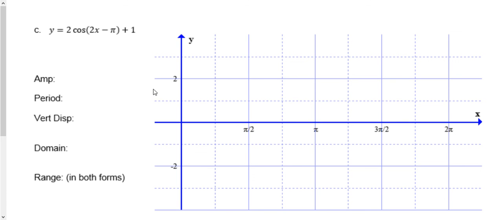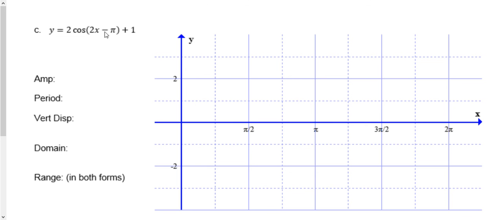There we go. So first things first, I take a look at this equation. I notice a few different things. I notice that I have an A value, a B value this time, a C and a D value, phase shift, vertical displacement. But notice here, we don't have a dedicated B value.